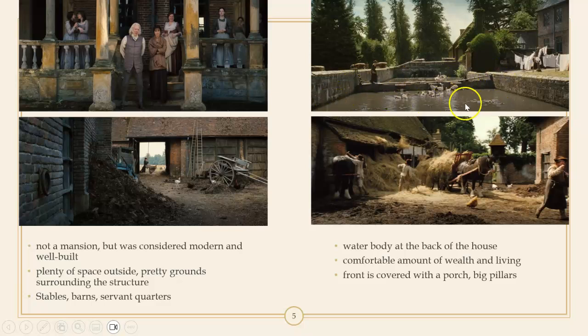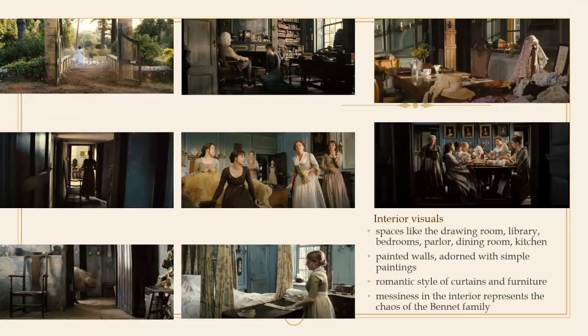There's a water body back at the back of the house. The front is covered with porch and brick pillars. The pillars were also one of those significant elements of the Georgian era. These are more stills from the same house.